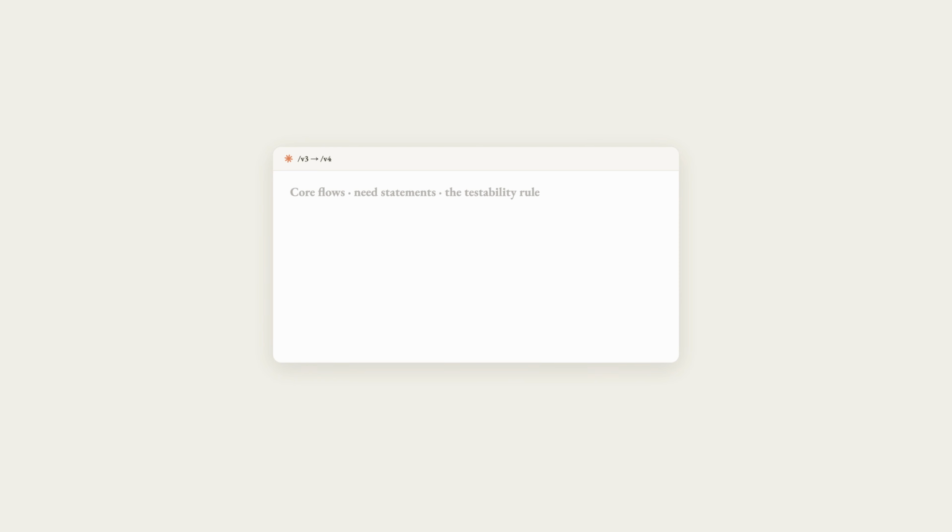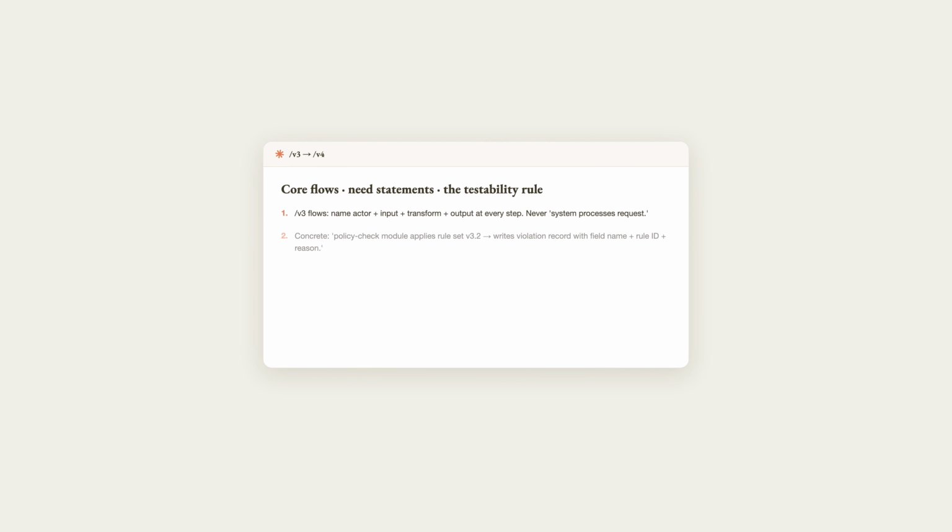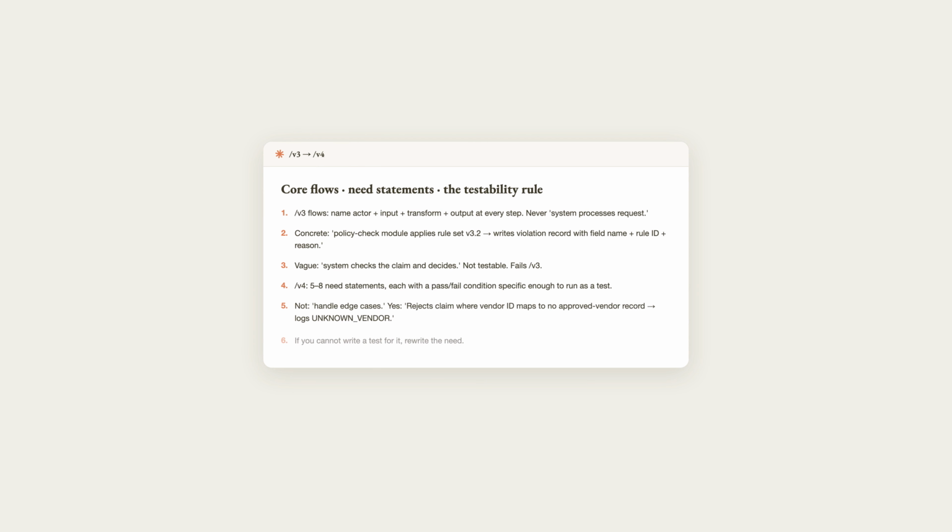/V3 is the core flows, every step must be concrete. Never write "the system processes the request", that sentence names nothing and specifies nothing. Name the actor, the input, the transform, and the output at every step. A concrete flow step reads: the claim intake service receives a structured JSON payload from the intake form. The policy check module applies rule set v3.2 to the claim fields. If the rule set finds a violation, the module writes a violation record to the audit queue with the field name, the rule ID, and the rejection reason. A vague flow step reads: the system checks the claim and decides whether to flag it. The second version cannot be tested.